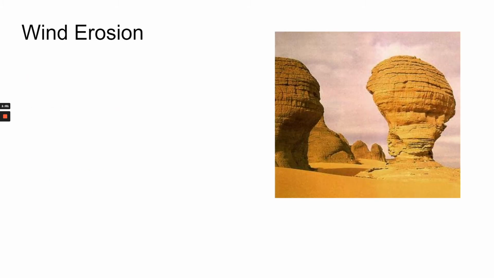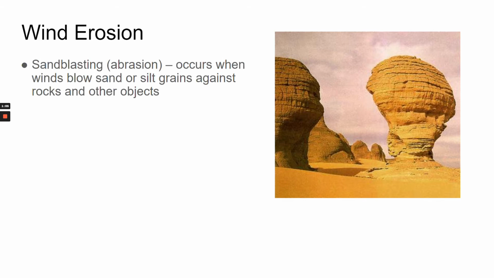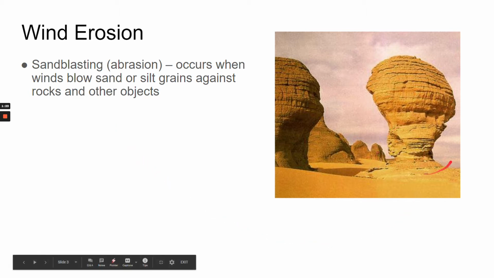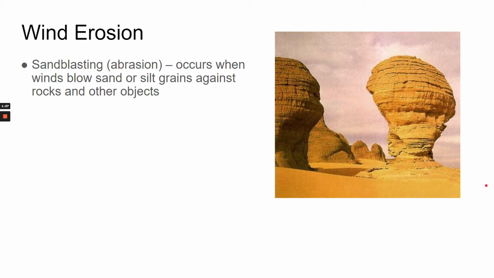Our first type of erosion that we're going to talk about today is wind erosion. This thing called sandblasting, also known as abrasion, occurs when wind blows sand or silt grains against rocks and other objects. Now, we did talk about abrasion being a type of weathering, which it is. Weathering is the breaking down of rocks. It also, though, causes the rocks to move.